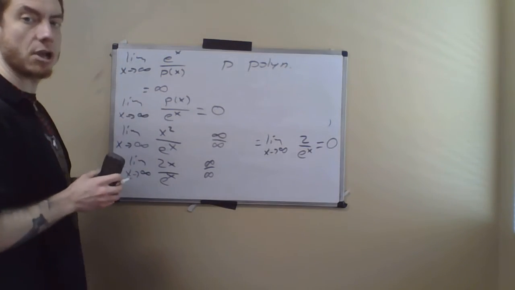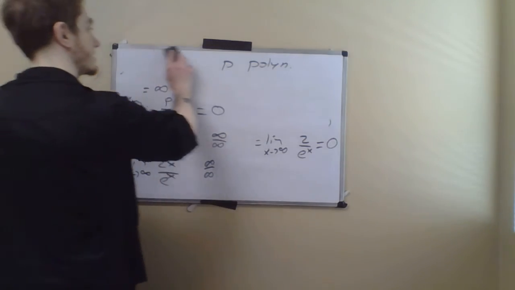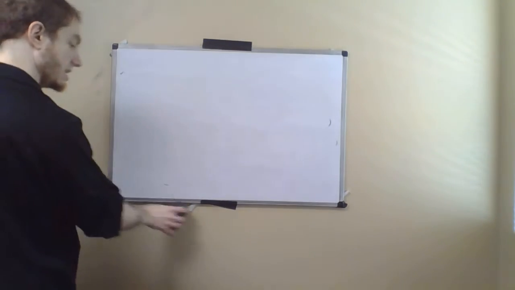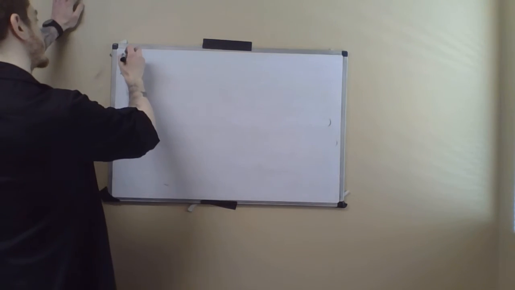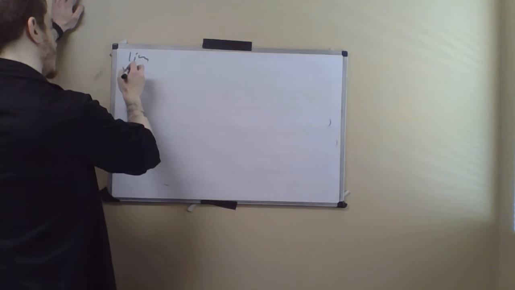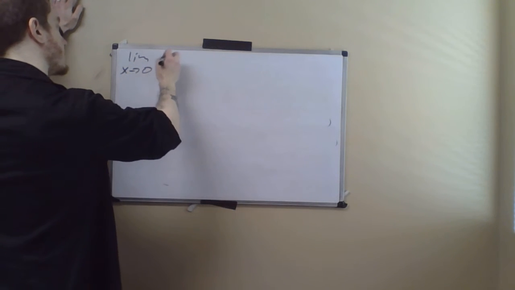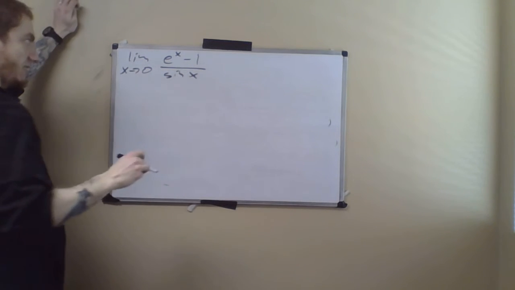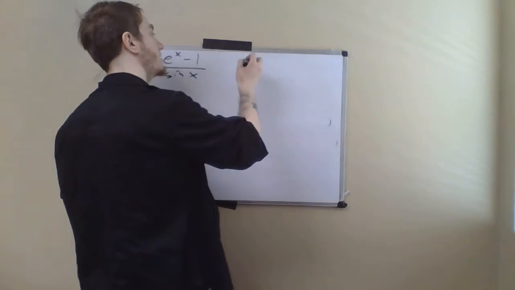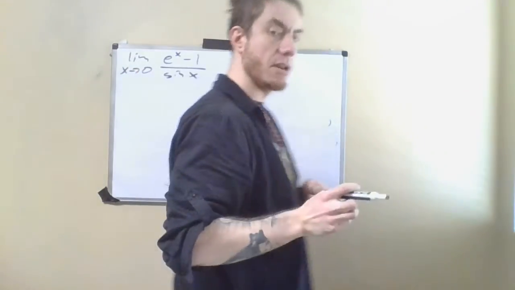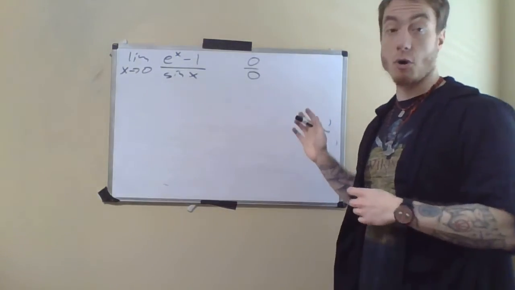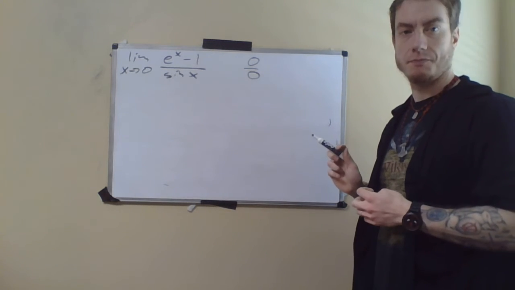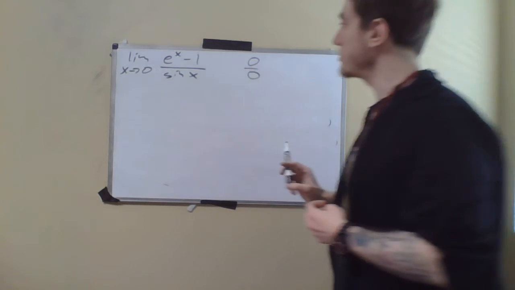Let's take a look at some other examples of using this kind of thing. So let's suppose that we want to look at the limit as x approaches 0 of e to the x minus 1 divided by sine x. This is going to have 0 over 0 form. Now, what I'd like you to do is pause this for a moment and take a minute and see if you can figure out what this comes out to be.